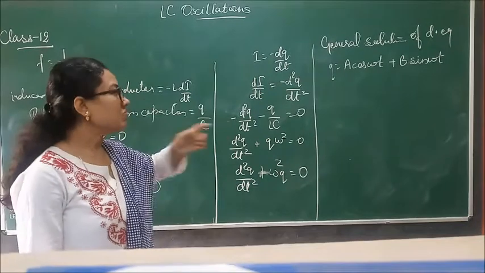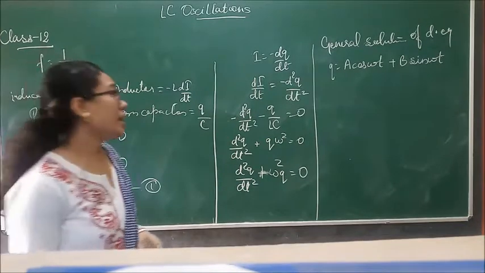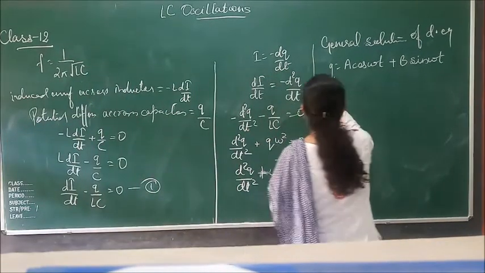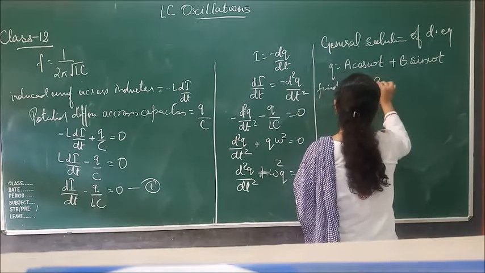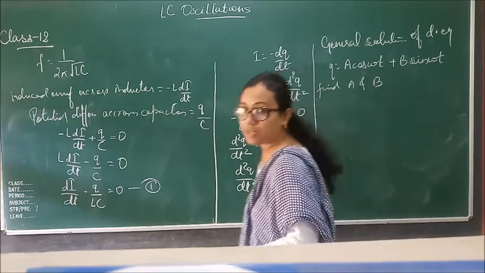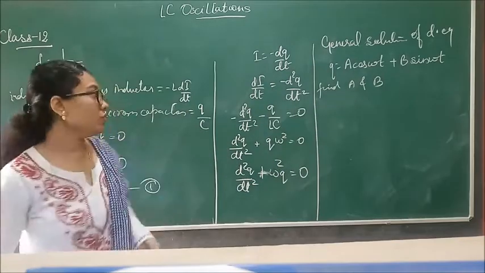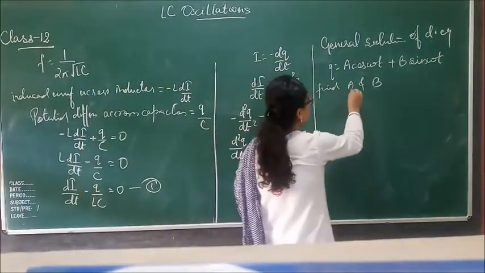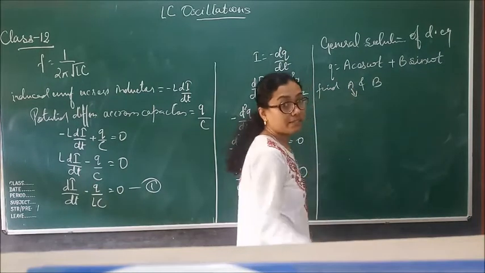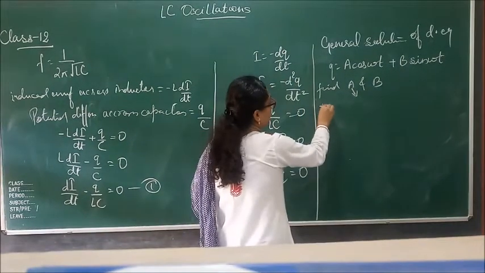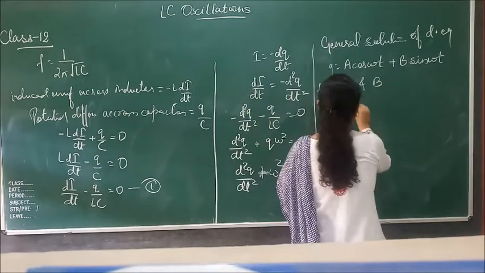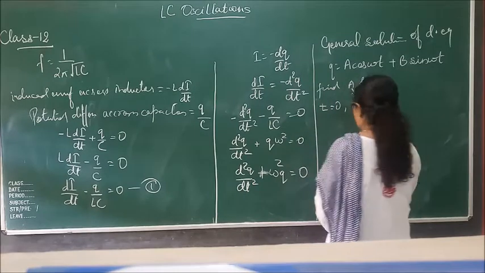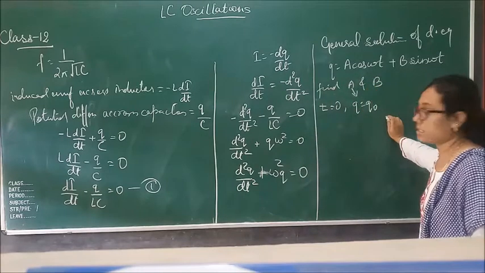Now, did everyone understand? I have to find the value of A and B. Okay? What do I have to do? A and B. So for finding A, first I have to find the value of A. For finding the value of A, I am going to put the value of t as 0 and Q as Q0. Q as Q0 and t as 0.